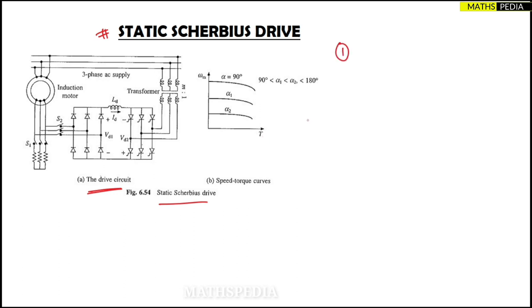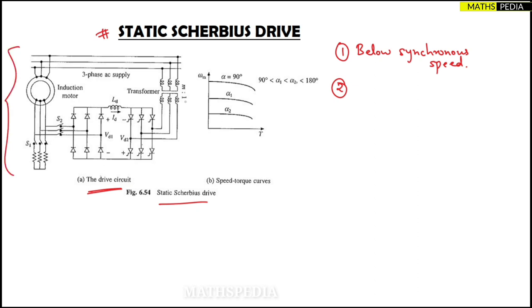The first point is what speed control it can do. For a slip ring induction motor, or the wound rotor motor, for below synchronous speed we can go for this drive, below synchronous speed. This is the first and foremost point you have to write. Second point, now what will happen?